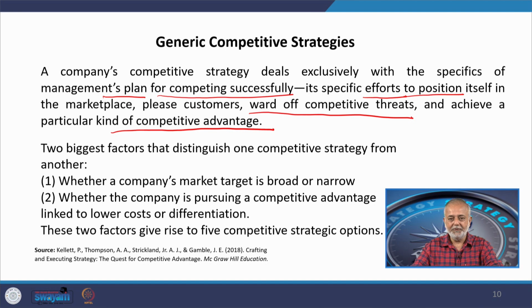Nike, you can name these kinds of organizations, Apple, Patanjali, Boroline and several others in different spaces. In automotives, you have several: Mercedes Benz, BMWs on one side, Maruti Suzuki on the other side, and so on. The two biggest factors that distinguish one competitive strategy from another are whether a company's market target is broad or narrow. You are going for a larger market or a focused market. That is how authors tried to think about this, and that is very logical also. We will see in a short while from now.